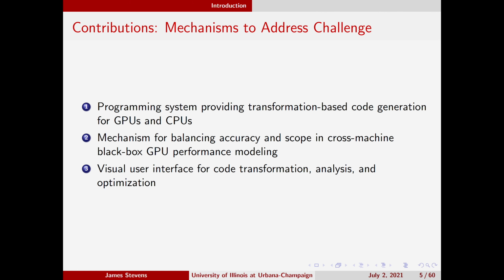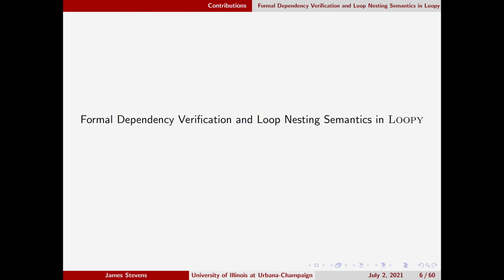With this in mind, we present three mechanisms to address these challenges: a programming system for code generation, an approach to constructing customizable black box performance models, and a visual user interface for transforming and analyzing programs. First, I will discuss our formal dependency verification and loop nesting semantics in our code generation framework.